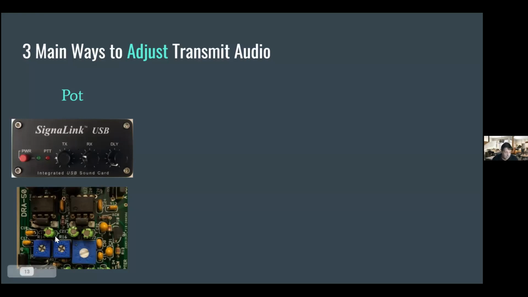And then on the DRA board here, we've got a DRA 50. On my setup, it's R14 I need to adjust for the transmit audio, so for the output, right? And this big pot here, that's what determines your incoming audio or your microphone audio. Does that make sense? And you have to play around with that. So that's way number one where you can adjust the transmit audio.